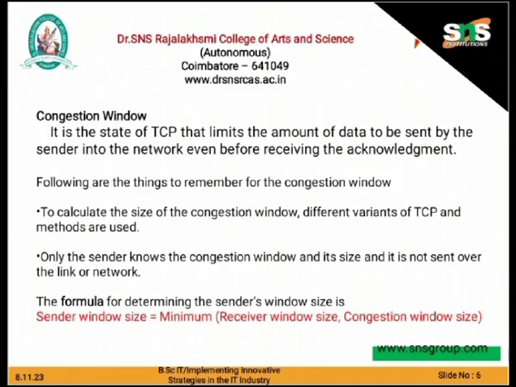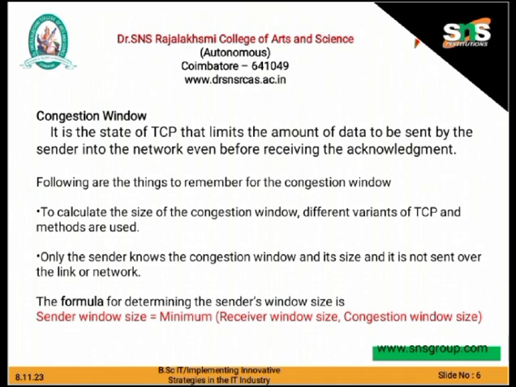Congestion window is the next factor of congestion control. It is the state of TCP that limits the amount of data to be sent by the sender into the network even before receiving the acknowledgement. There are some things to remember inside the congestion window. We have to calculate the size of the congestion window, and it should be minimal. Only the sender knows the congestion window and its size, and it is not sent over the link.